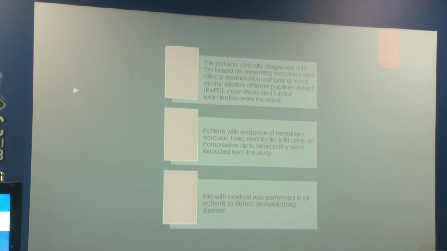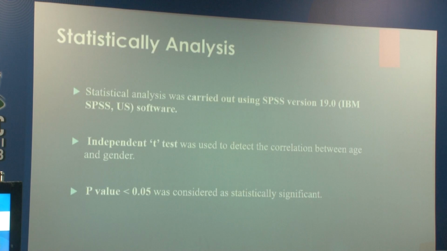So the procedure here was that patients were clinically diagnosed with optic neuritis based on the presenting symptoms, and clinical examination comprising visual acuity, RAPD, color vision and fundus examination were included. Patients with evidence of hereditary, vascular, toxic metabolic, infiltrative or compressive optic neuropathy were excluded from the study. MRI with contrast was performed in all patients to detect the demyelinating disorder. The statistical analysis used here is SPSS software, and an independent t-test was used to detect the correlation between the age and the gender. A P-value of less than 0.05 was considered statistically significant.